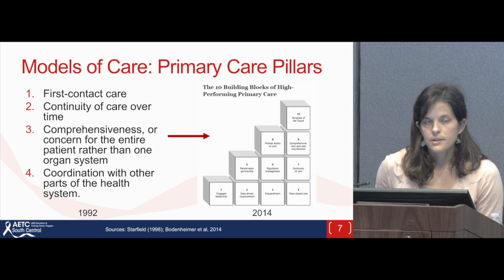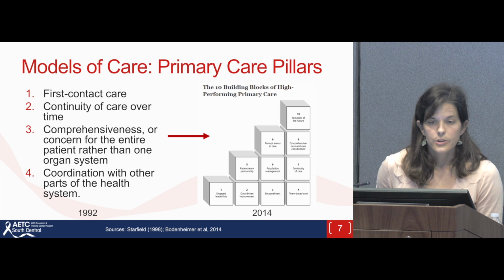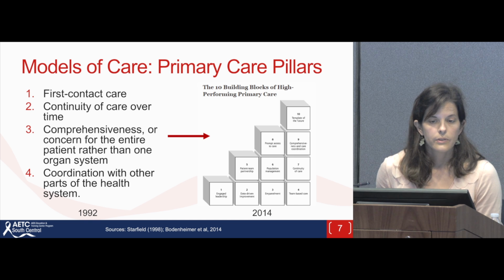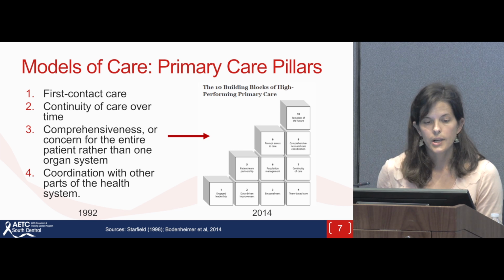This slide is really the pillars of primary care. This is a model that was proposed in the early 90s and set out what primary care was all about. There are four pillars proposed by Barbara Starfield. First contact care, continuity of care over time, comprehensiveness, and that means care for the entire patient rather than one organ system or specialty, and then coordination with other parts of the healthcare system.